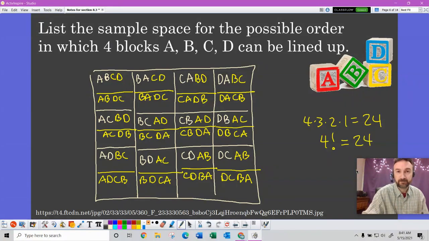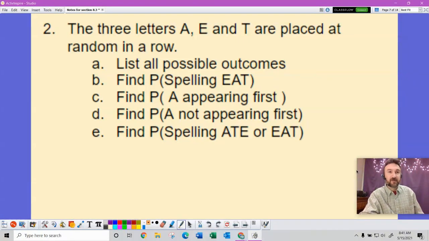Okay, so for the second problem in our assigned practice, you need to do just that. You need to make an organized list, kind of like what I just did, except this time you have 3 letters, A, E, and T. And then you're going to, first of all, list off all the possible outcomes. And then the second thing you're doing is finding probabilities. So it says find P parentheses spelling eat.